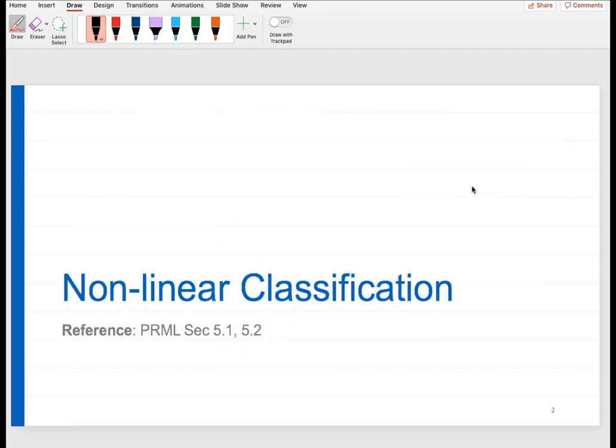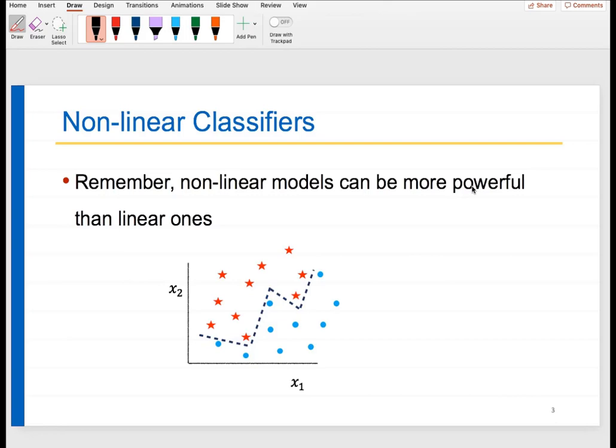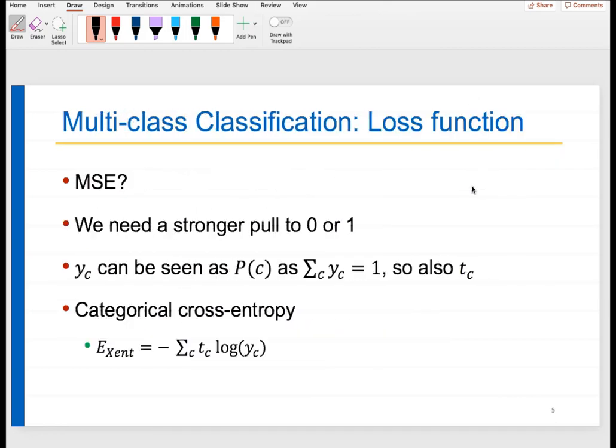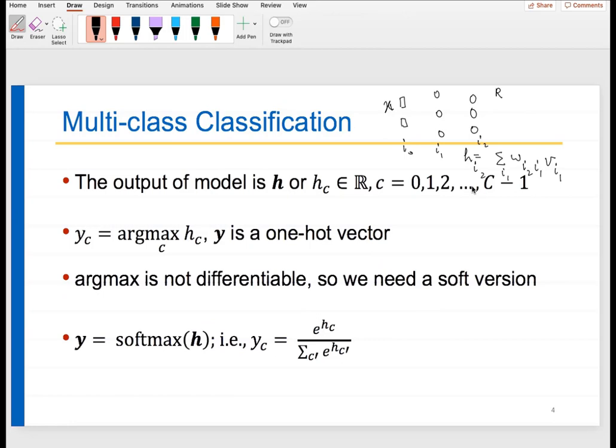Did we miss something? Okay. Sorry. Okay, fine. Yeah. So my argmax is not differentiable. So I have to find an alternative for argmax which is differentiable.